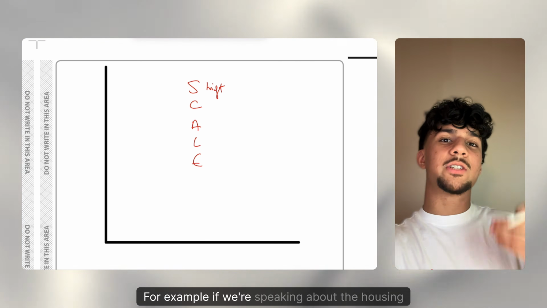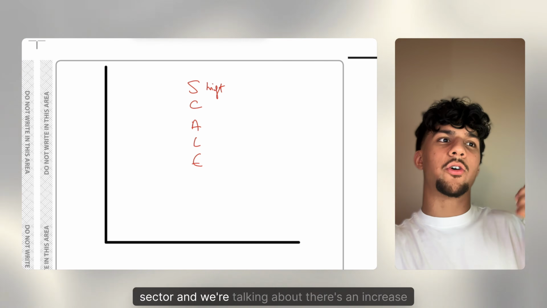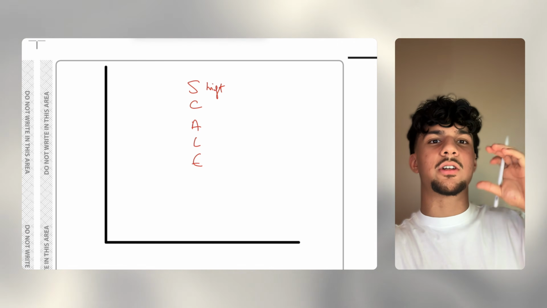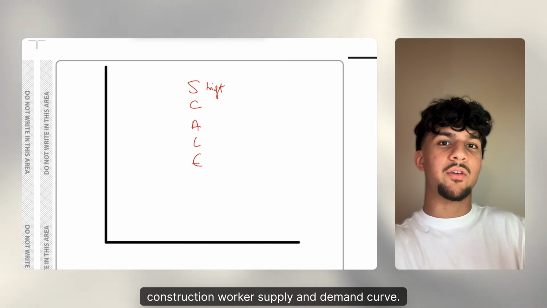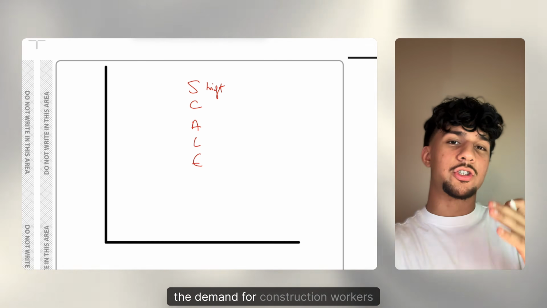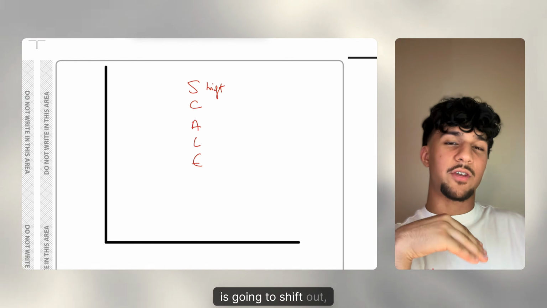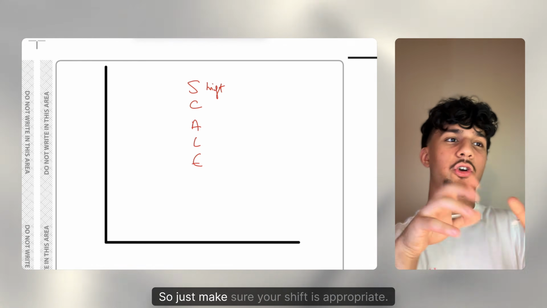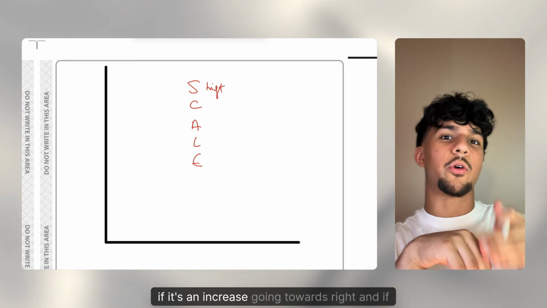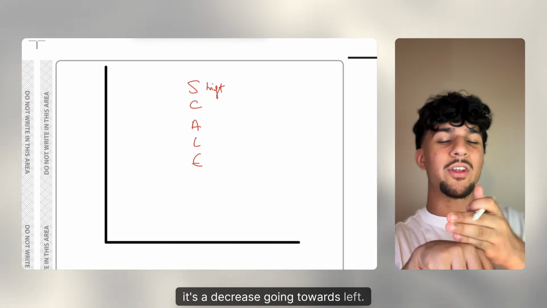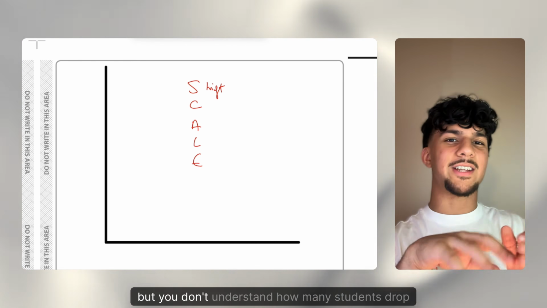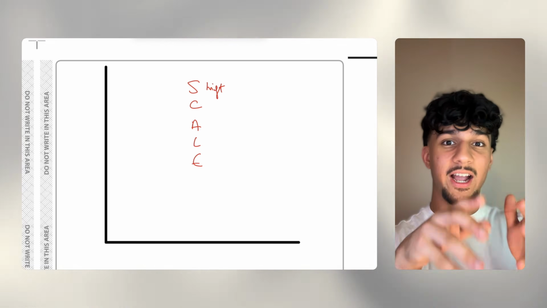For example, if we're speaking about the housing sector and there's an increase in demand for houses, and we're showing the construction worker supply and demand curve, we would expect the demand for construction workers, because it's derived demand, to shift out, therefore shift to the right. So just make sure your shift is appropriate. It's going in the right direction: if it's an increase, going towards the right, and if it's a decrease, going towards the left. I know this sounds extremely and stupidly simple, but you don't understand how many students drop marks on tiny things like this.